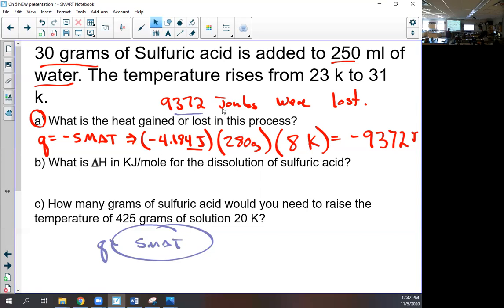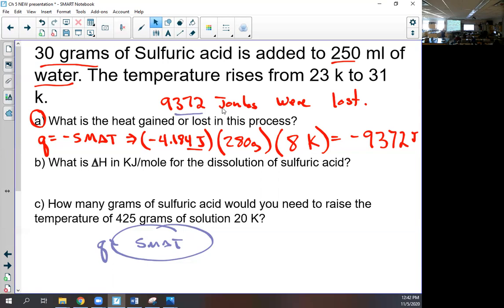So we did this. We used Q equals negative SM delta T to solve for the joules. Remember to make sure M is the mass of the entire solution. So that's where the 280 came from. Convert to kilojoules, you're going to use that eventually. So you can answer it like that. That's not a problem. Just make sure right here, we want kilojoules per mole, but that answer was in joules because 4.184 is in joules.